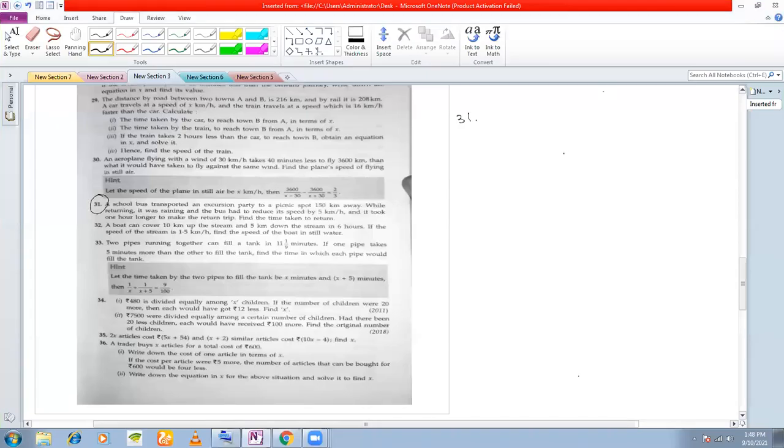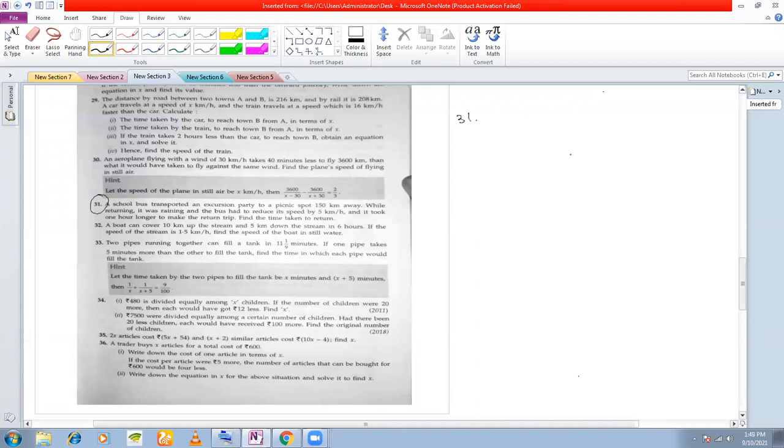A school bus transported an excursion party to a picnic spot 150 kilometers away. While returning, it was raining. The bus had to reduce its speed by 5 kilometers per hour, and it took 1 hour longer to make the return trip. Find the time taken to return.